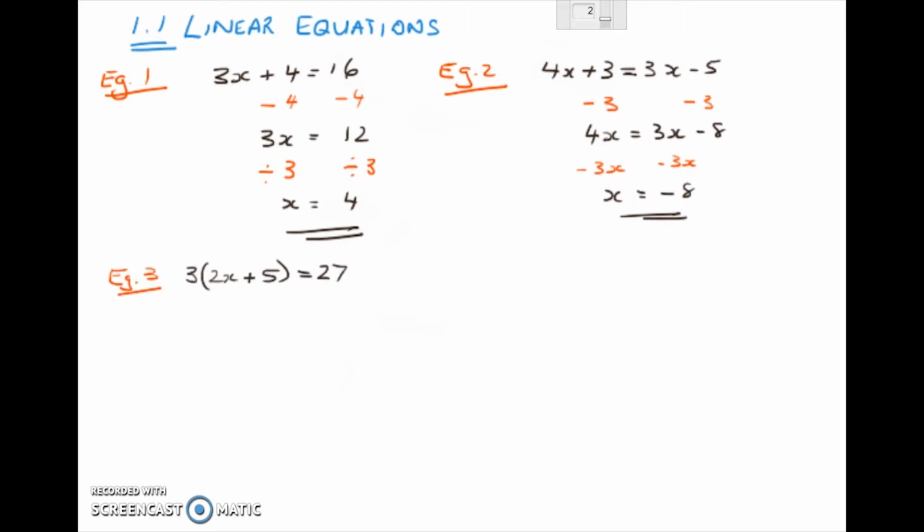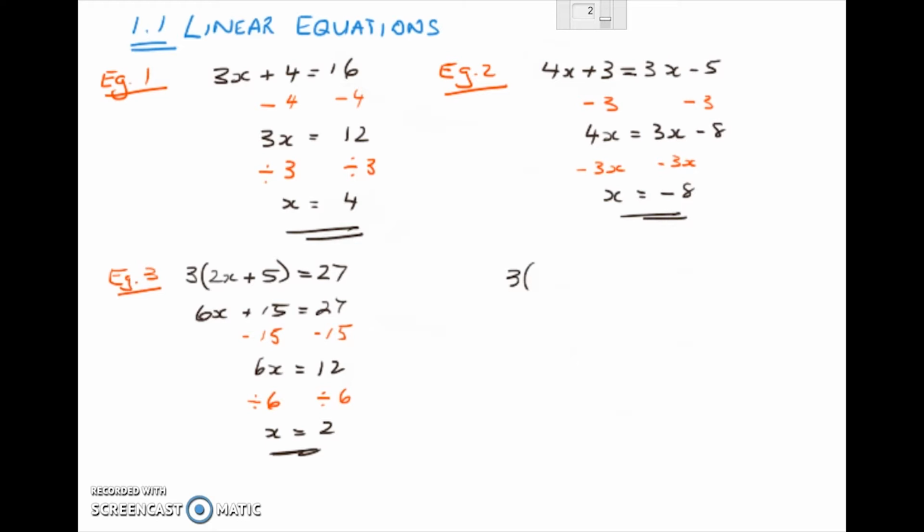So expanding on the left-hand side, we've got 3 times 2x, which equals 6x, and then plus 3 5s are 15, and that's all equal to 27. Now we can see what we need to do is subtract 15 from both sides. On the left-hand side, we're left with 6x, and on the right-hand side, we've got 12. Now 6 times x on the left, so we divide by 6 on the left and divide by 6 on the right. We're left with x on the left equal to 2, and that's our solution.